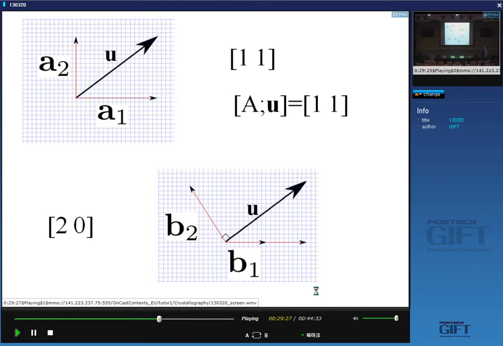To avoid that problem, we use a basis symbol A, followed by the vector u. In the basis A, the components of the vector u are 1-1. And similarly, in the basis B, its components are different, 2-0. So we use notation like this, which is due to Bowles and McKenzie, to absolutely make clear that we are referring to a particular frame of reference when we specify the components of a vector. Everyone happy with that? So this is just a conventional notation.